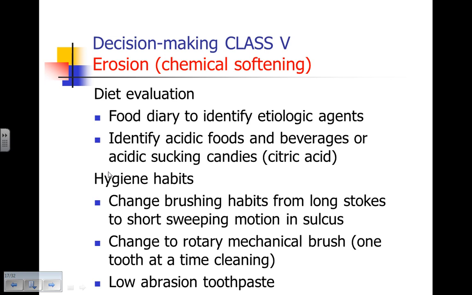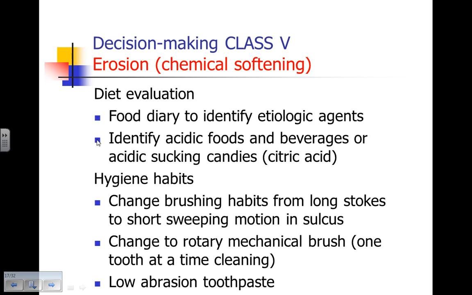So we talked about it being chemical softening. We talked about the diet having a major impact upon dental erosion. We need to identify the etiologic agents by asking the patient to keep a food diary, and a very specific food diary. The patient will need to write down everything they ingest in their mouth, from beverages to food, not to leave anything out. To write down in that food diary when they ingest that food, what time of day. And this will give us an idea as to what's going on.